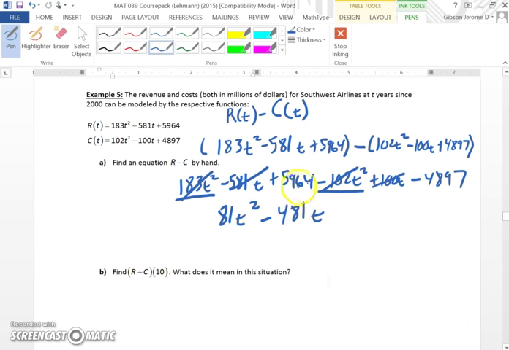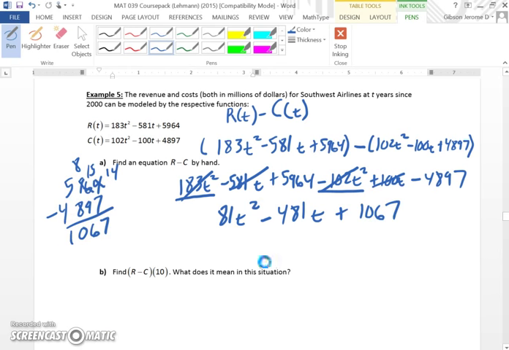And then we have a positive 5,964 minus 4,897. We can go off to the side. I will call up a calculator, but we can subtract this. So this would be 14, 15, 8. 14 minus 7 is 7. 15 minus 9 is 6. 8 minus 8 is 0. And 5 minus 4 is 1. So it'll be plus 1,067. So this is actually the equation that you would end up with when you do R minus C.